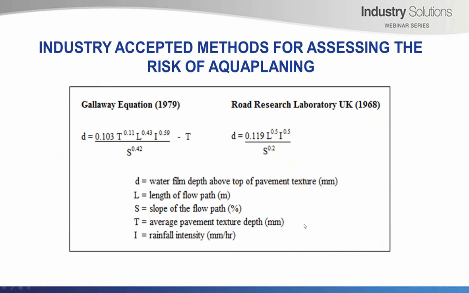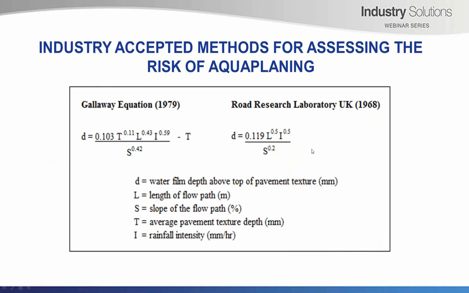Other things that these two formulas are dependent on are length and slope. Typically the longer the flow path, the higher the film depth, and the flatter the flow path, the higher the film depth. Also, the Gallaway equation considers the average pavement texture depth, which the RRL, or the UK equation as I might refer to it, does not.